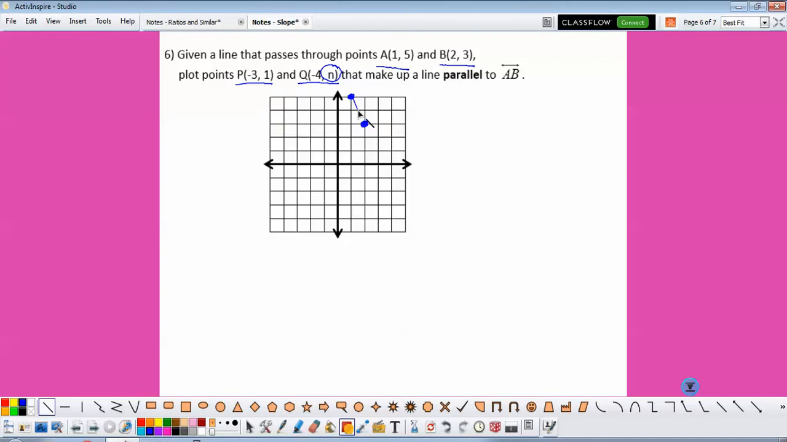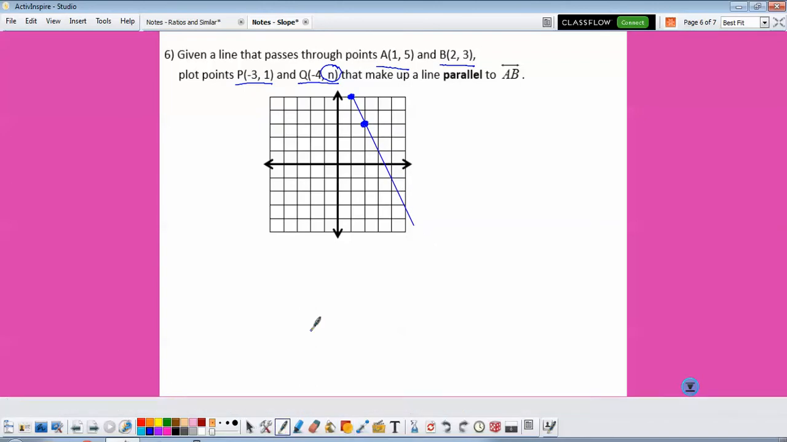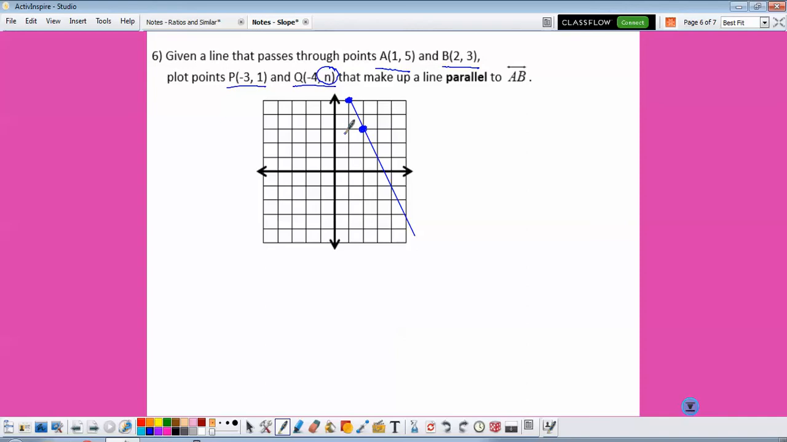Connect those and make my line. And that line has a slope of -2 over 1. So AB slope equals -2 over 1. Since I want a line parallel, my new line is also going to have a slope of -2 over 1.